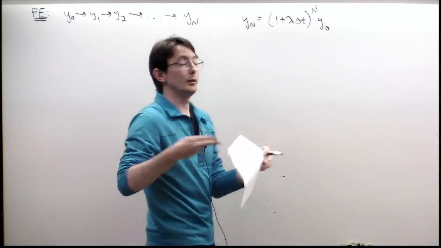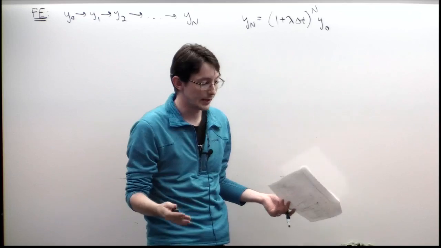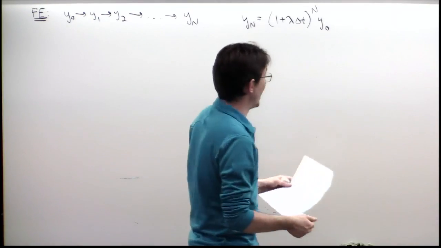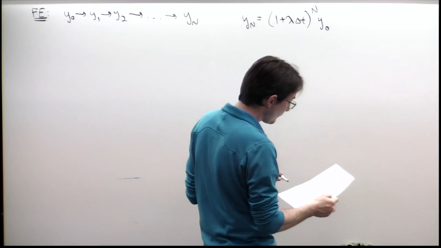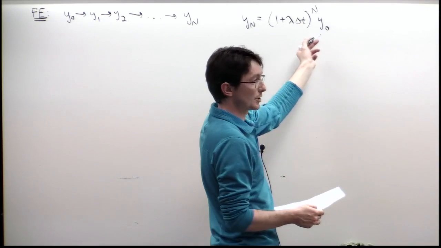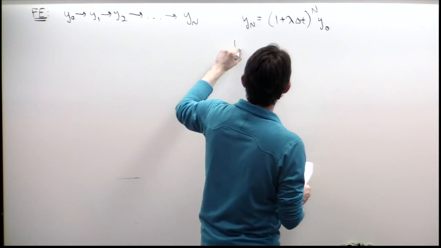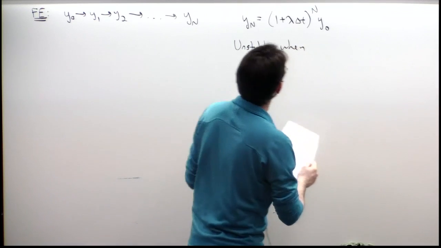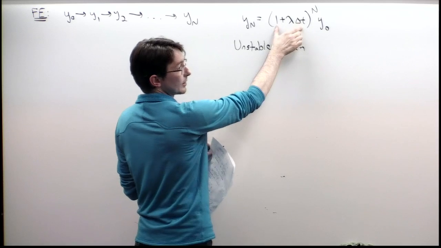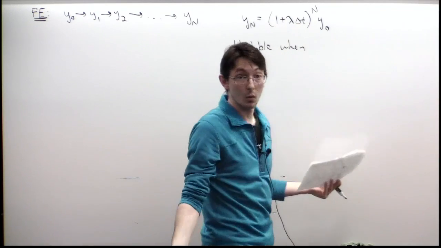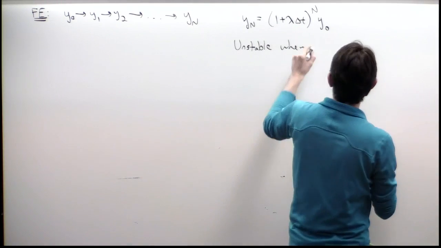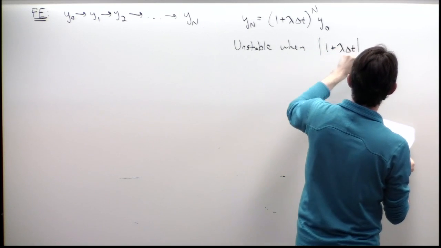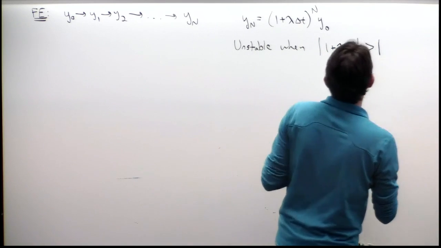Now, lambda can be a complex number in general. There's no reason I can't have a differential equation with a complex coefficient. It sounds weird, but you can have it. And so this expression is unstable when the modulus, or the length of this complex number, is bigger than 1. So when the absolute value of 1 plus lambda delta t is bigger than 1.